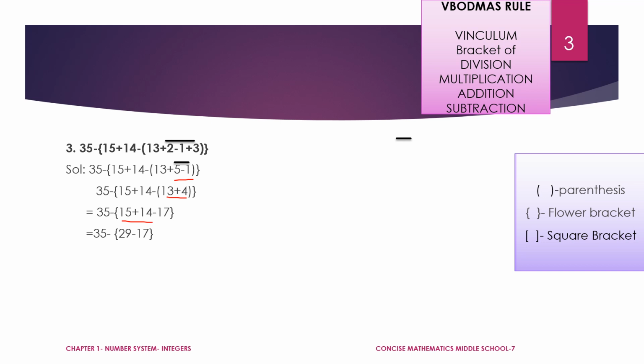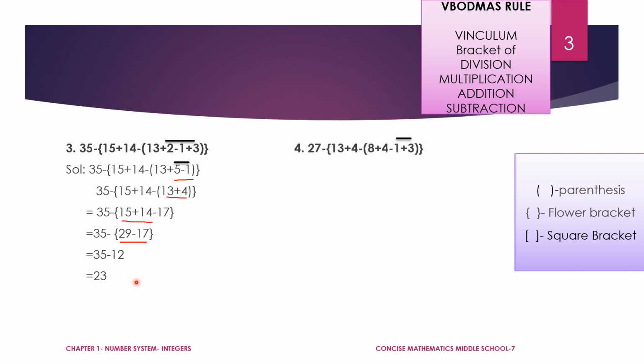That is 29 minus 17. Now inside this flower brace, as we have only these two integers, you can just subtract. 29 minus 17 will be plus 12, because there is a minus over here, plus into minus is minus 12. Now you can directly solve this. 35 minus 12 becomes 23.